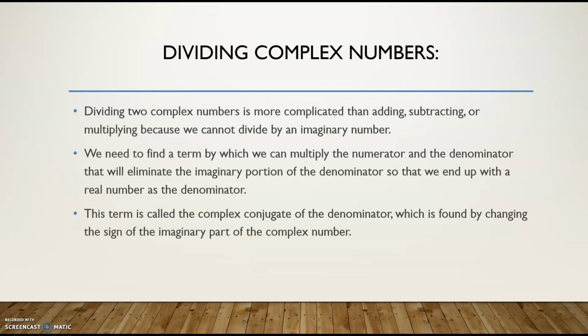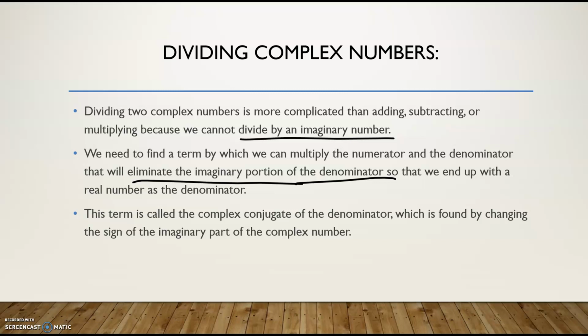Now, dividing complex numbers. It says dividing two complex numbers is more complicated than adding, subtracting, and multiplying because we cannot divide by an imaginary number. Read that again: we cannot divide by an imaginary number. We need to find a term by which we can multiply the numerator and the denominator that will eliminate the imaginary portion of the denominator so that we end up with a real number in the denominator.